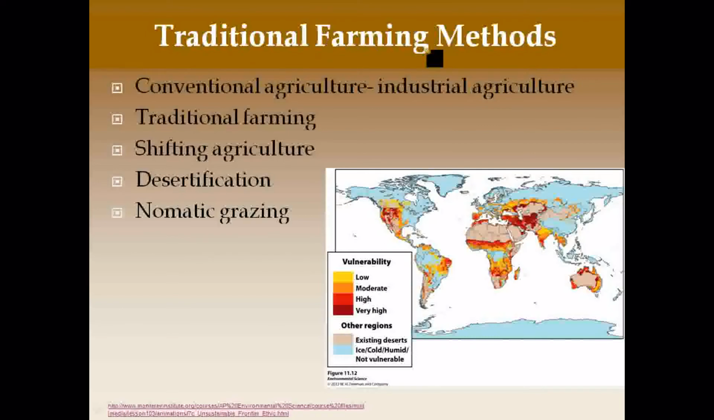First of all, we have conventional agriculture. This is what we use in our country. Unfortunately, it's also known as agribusiness or industrial agriculture. And what we're talking about here is monocropping. This is where farmers grow one crop and only one crop to get maximum yield. Acres and acres and acres, all the same crop. Of course, that's not very good for the soil.